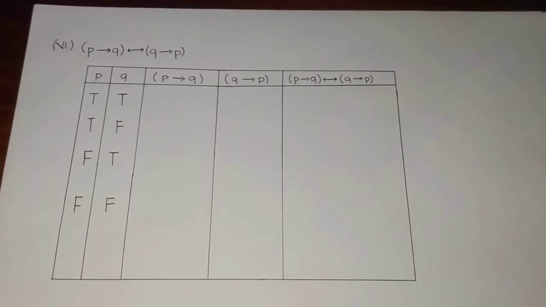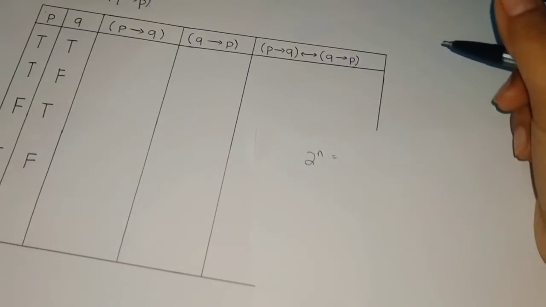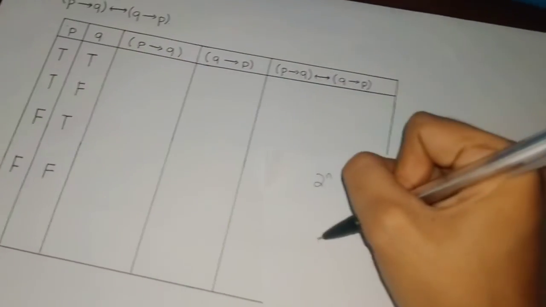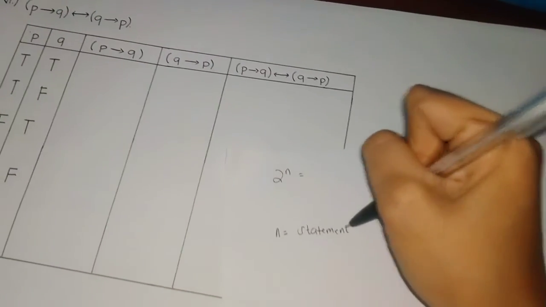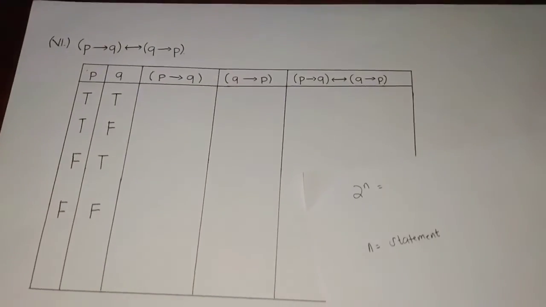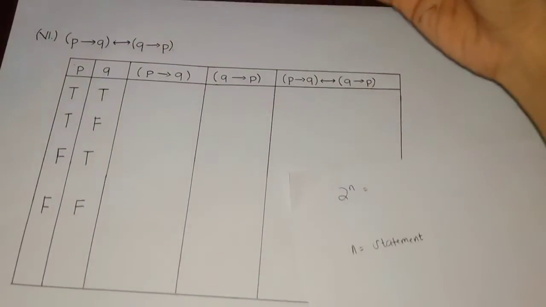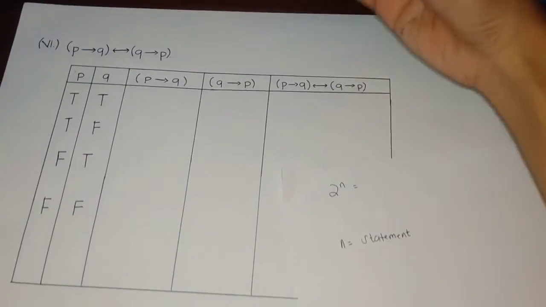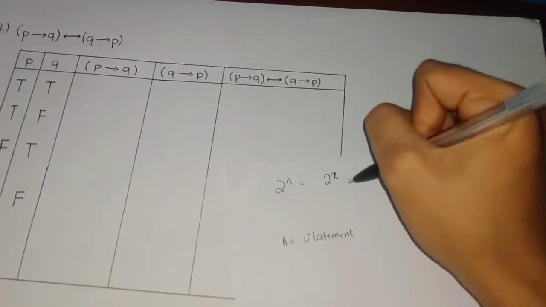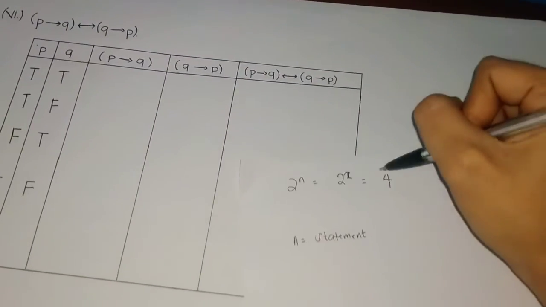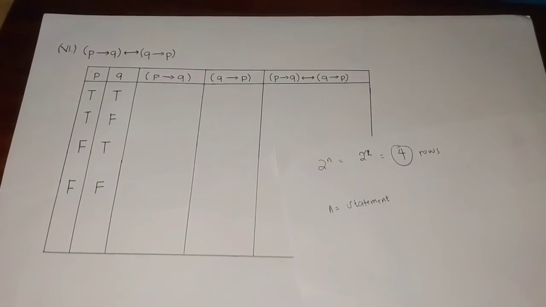To know how many rows to use for this propositional form, we need to use this formula, 2 raised to the power of n. The n here is the number of statements. When we say statement, it is the letters that we are going to use for this propositional form. As we can see, there are two statements, the P and Q. So we rewrite this as 2 raised to the power of 2. 2 times 2 is equal to 4. So there are 4 rows to be used on this propositional form.